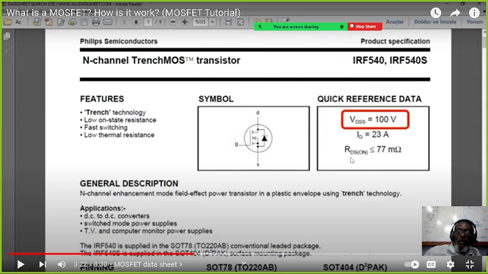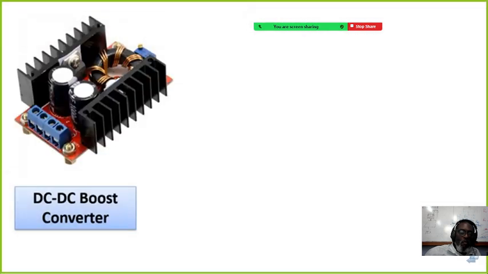The fact that a wide range and much greater current and voltage control can be achieved with a MOSFET increases the attractiveness. Look at the RDS(on). See it? Less than or equal to 77 milliohms, of the MOSFET compared to other transistors. For example, you see a DC to DC boost converter here.